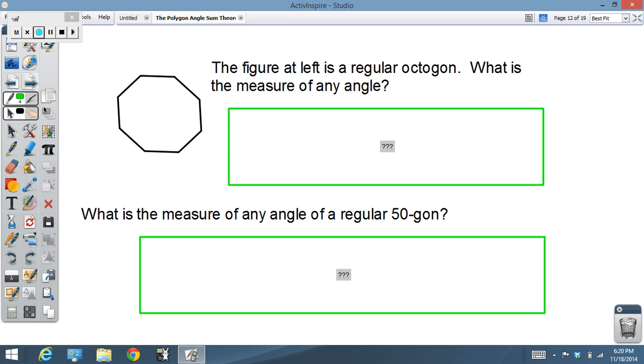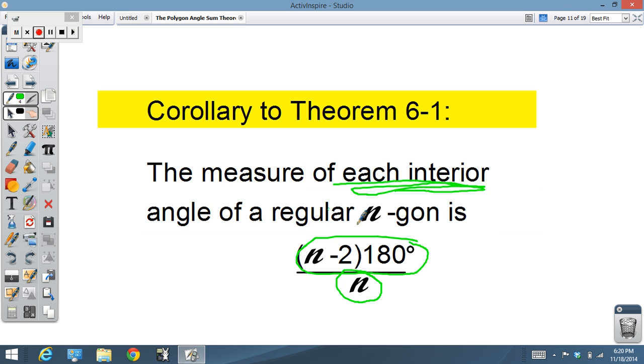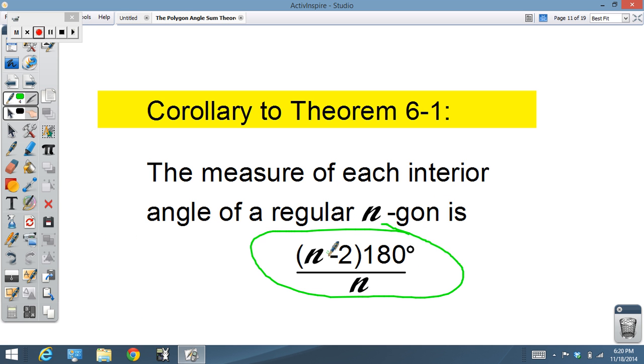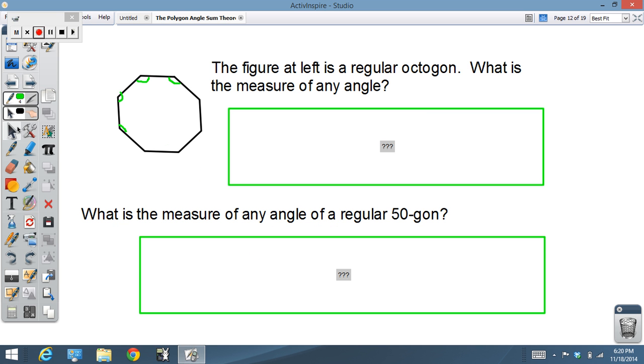Example: I've got a regular octagon right here. What's the measure of any one angle? Well, here's how we're going to find it. We know that the total of all of them has to be 6 times 180. If we divide that by the 8 of them that all have to be the same, basically you use this formula back here: total of all the angles divided by how many there are. It should tell us what each one of those is because they're all the same.